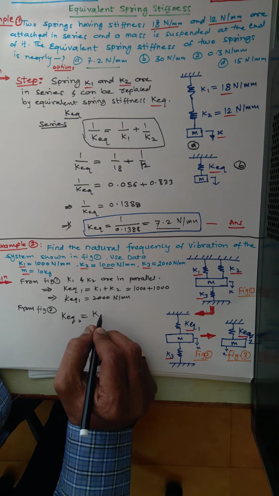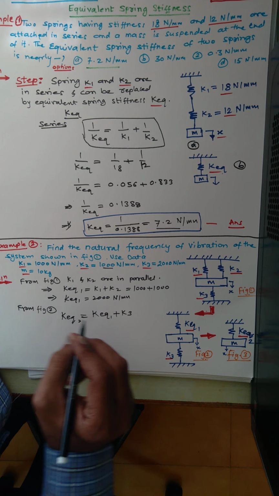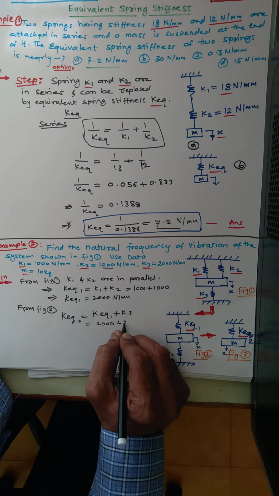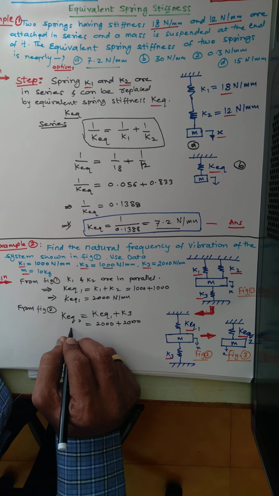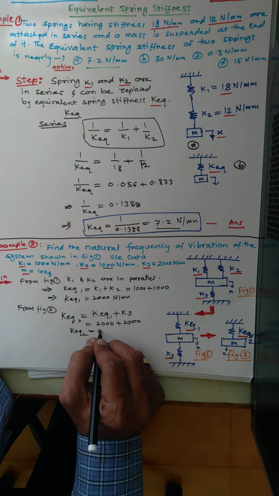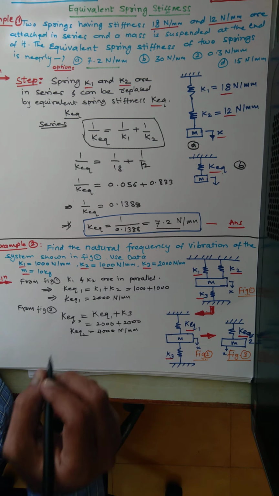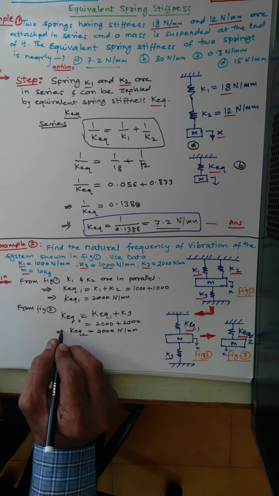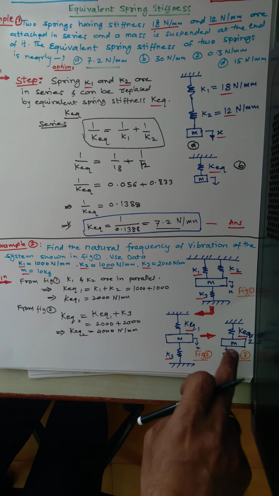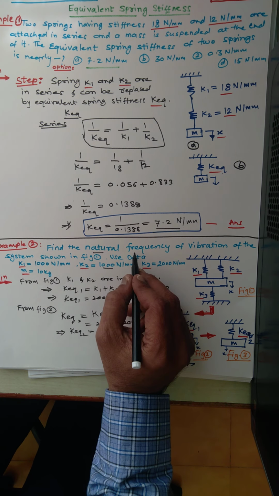We can find it using K equivalent 1 plus K3. The value of K equivalent 1 is 2000 and the value of K3 is 2000. So K equivalent 2 is 4000 Newton per millimeter. This is the equivalent spring stiffness of the total system. But we have to find out the natural frequency.